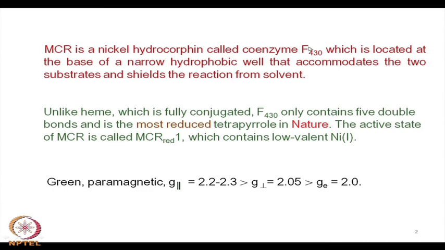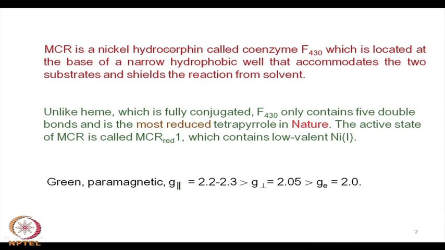Cytochrome P450 in one form shows its corresponding lambda max value at 450. Similarly, this particular species shows its maximum absorption at 430 nanometer. That is why it is called coenzyme F430, a coenzyme factor responsible for absorption at 430 nanometer due to the conjugation in the hydrocorphin backbone. This is located at the base of a narrow hydrophobic well in the protein part, and sometimes it accommodates two substrates and seals the reaction from solvent. That means it is not directly reacting with the solvent, that is, the water molecule.